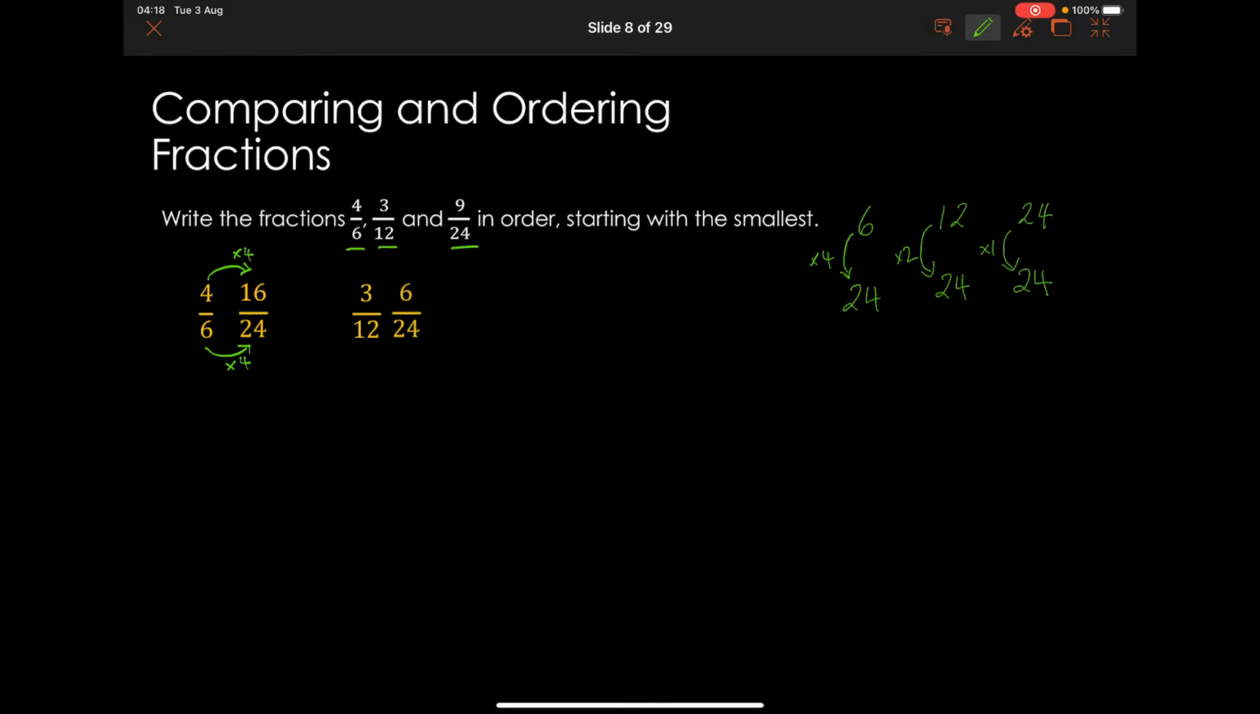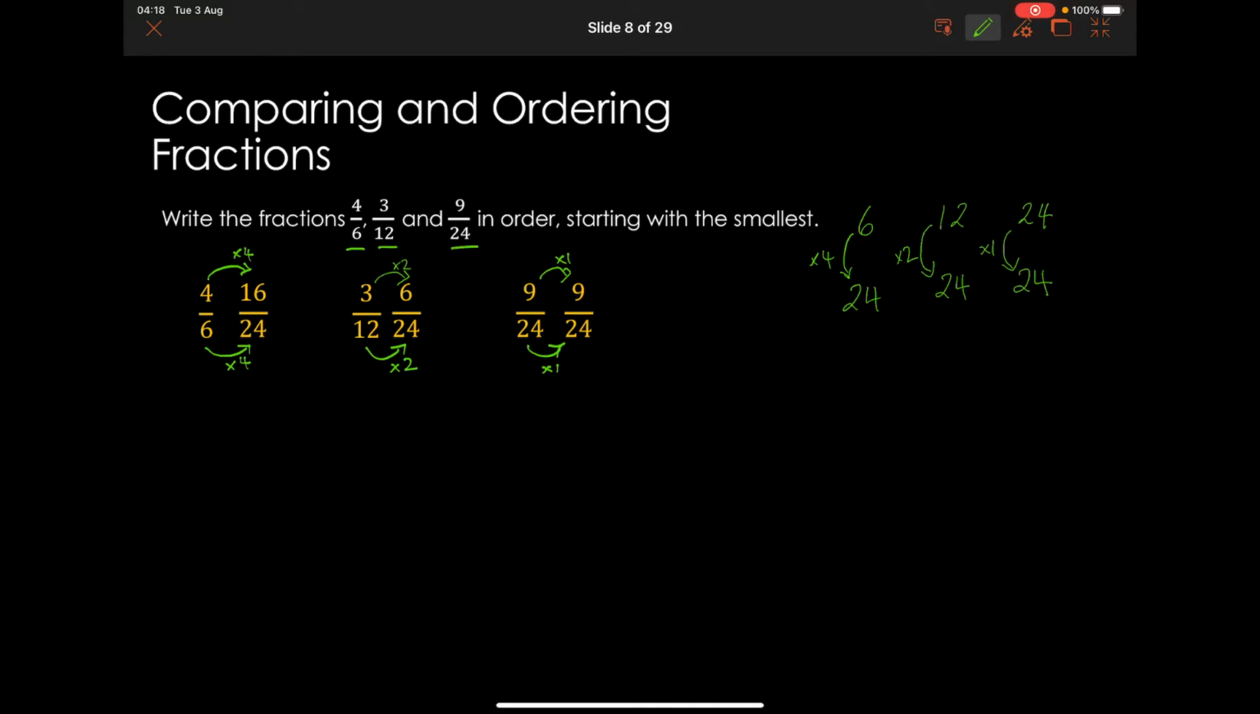3/12 would turn into 6 over 24, because I would have had to do 12 times 2 to give me 24, and 3 times 2 is 6. And 9 over 24 would just stay the same, because I've not actually had to do anything other than maybe times by 1 if you like. But you didn't have to do that.